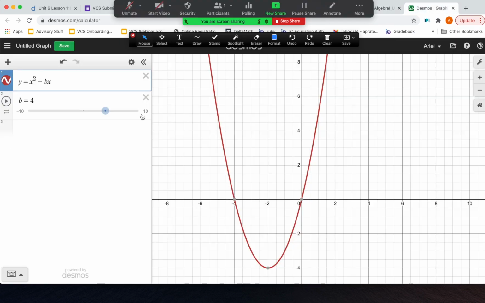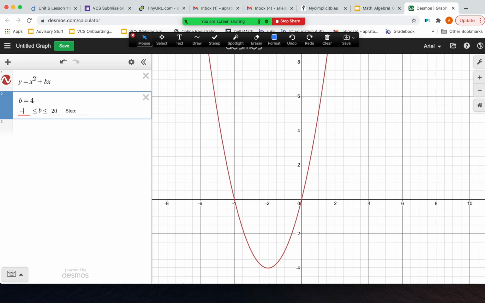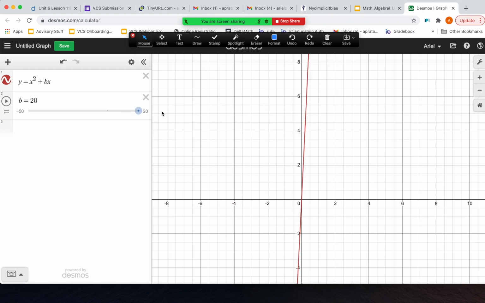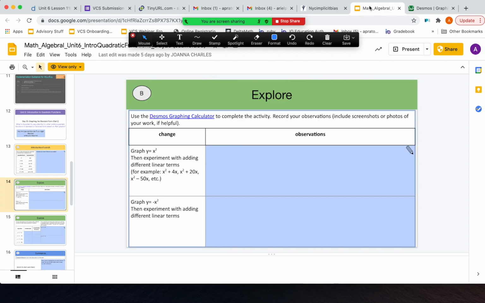Okay, I'm going to change this. I'm going to make this go all the way to 20. And the next one is negative 50. So I'm going to make that go all the way to negative 50. What happens when it's 20? Right, is that what it asks? 20x? Yeah, x squared plus 20x.